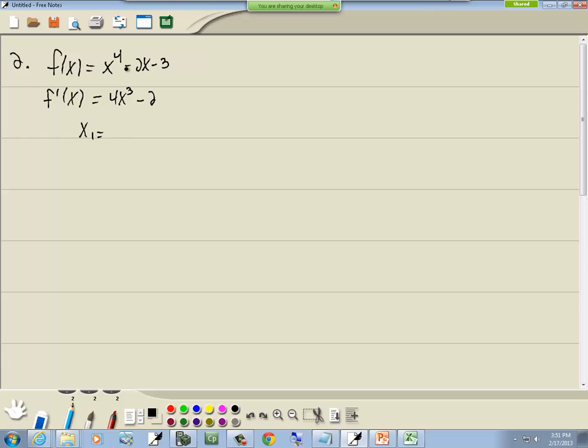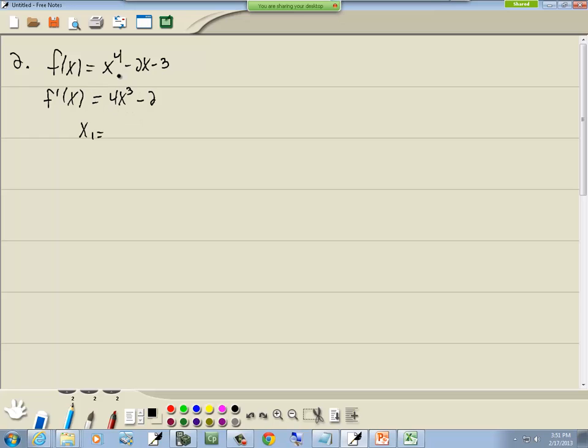Well, how about if I put 1 in here? Let's see what we've got. 1 to the fourth is 1. Negative 2 times 1 is negative 2. 1 minus 2 is negative 1. And negative 3 gives us negative 4. Yeah, that might be okay.